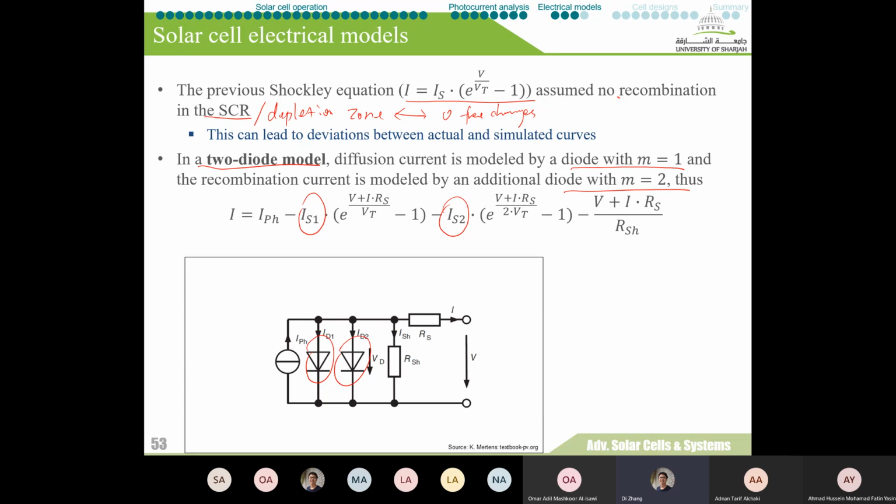So this is the equation for the two-diode model, with the same RS and R shunt. It's just that we are attaching a new diode model here with a different ratio to control the interaction between them. So that is the two-diode model we would like to mention here.